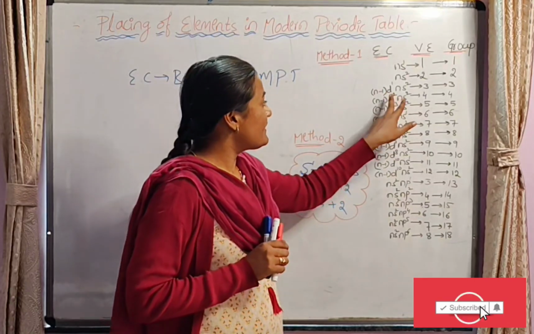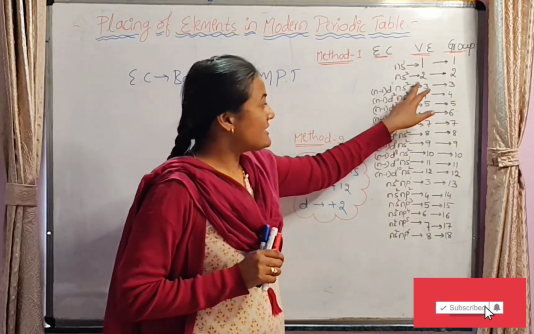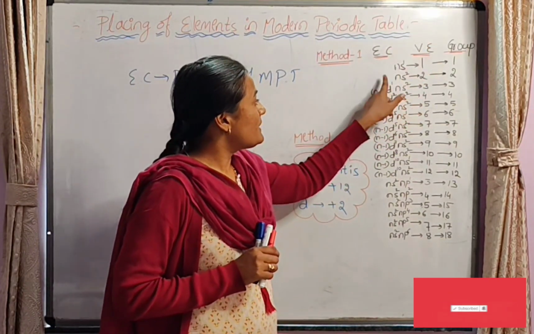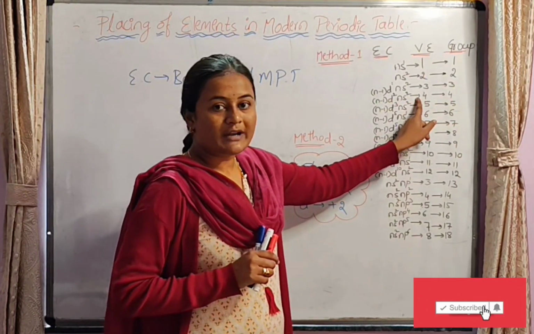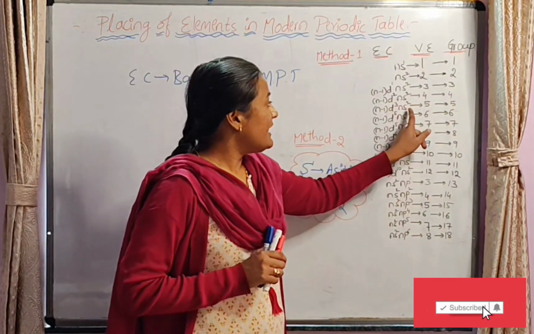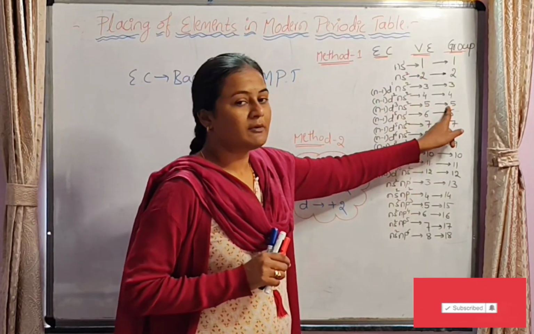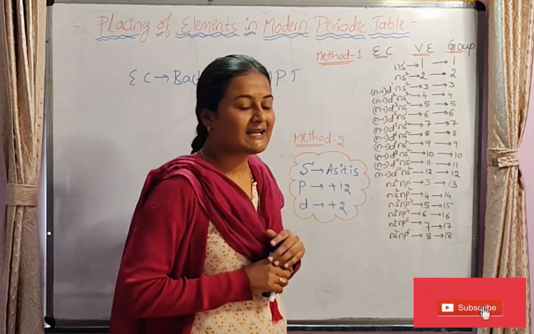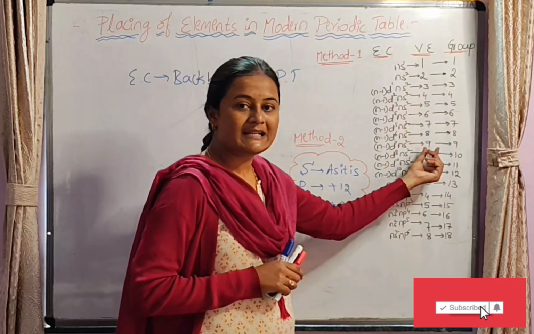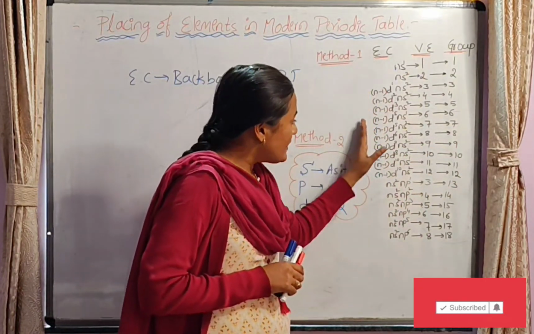If the valence shell configuration is (n-1)d1 ns2, see here the valence electrons are 2 plus 1, which is 3. Therefore, it belongs to group 3. d2 ns2, 4 valence electrons, group 4. d3 ns2, 5 valence electrons, group 5. d5 ns1, group 6, because it contains 6 valence electrons. Similarly, d7 ns2, 9 valence electrons, group 9. And this is for D block elements.